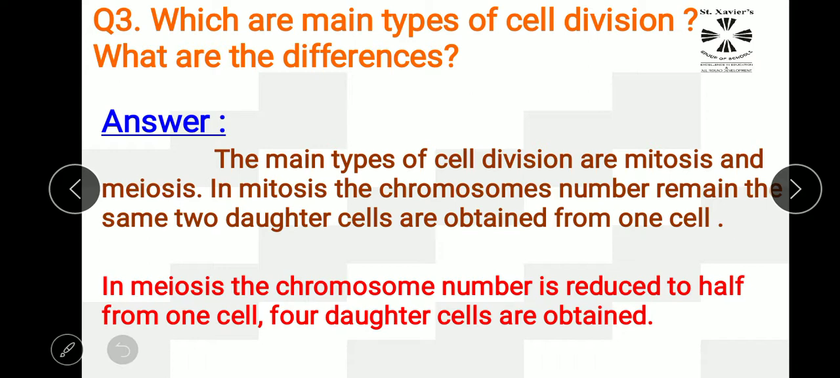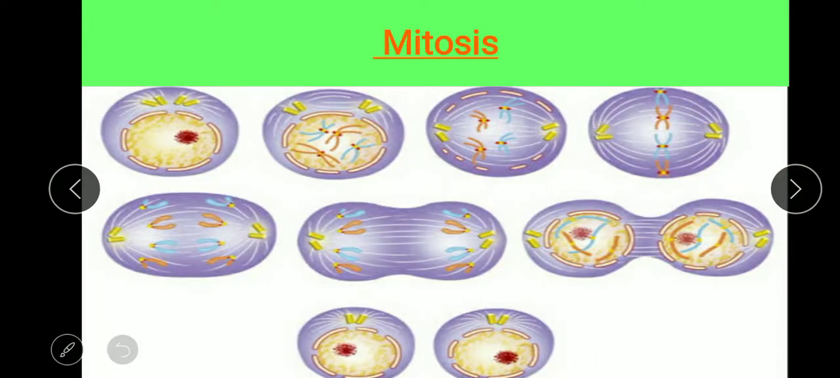In meiosis, students, the chromosome number is reduced to half. Four daughter cells are obtained from one cell, and here the number of chromosomes reduces to half. This type of division, meiosis, is done in germ cells, students. So this is the answer to the third question.